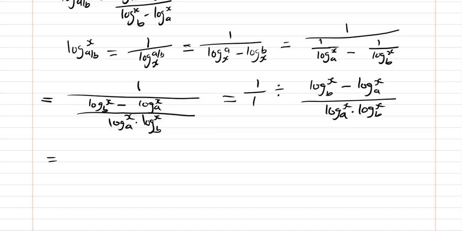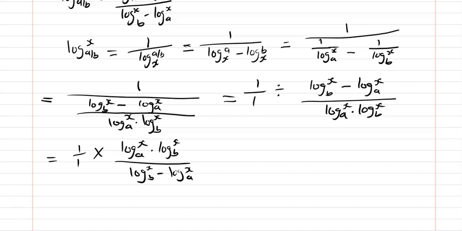Here now, what do we do here? We know that when there is a division like this, when this one changes to multiplication, the down one, which is the denominator, goes up. So from here now we have log x to base a times log x to base b over log x to base b minus log x to base a, right?